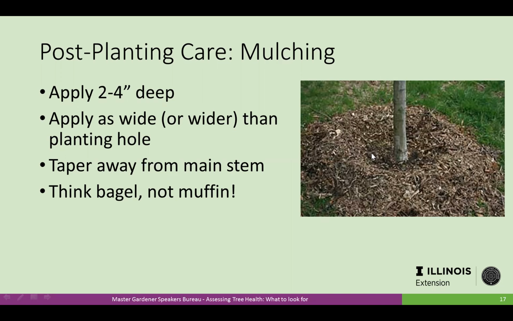Think about that. And they say a good rule of thumb is to think like you're making a bagel and not a muffin. So what you don't want to do is build this volcano up around this tree. You want to basically keep that mulch away from the trunk of the tree, and then go ahead and put it out here around the root zone where it'll do some good. It's not going to do any good up there anyway, so it looks pretty, but it's not good for the tree.